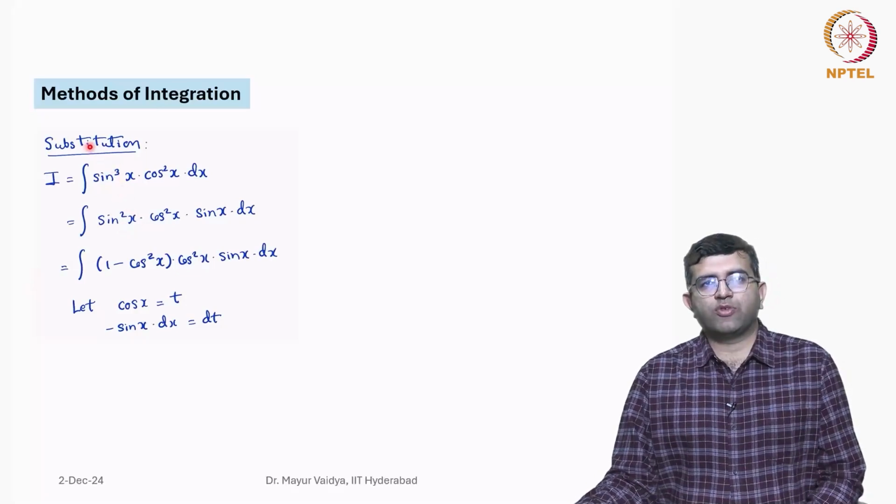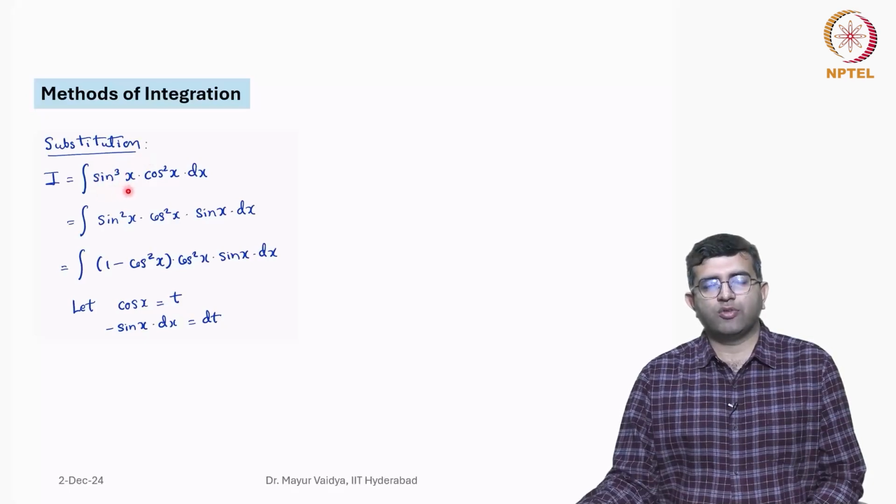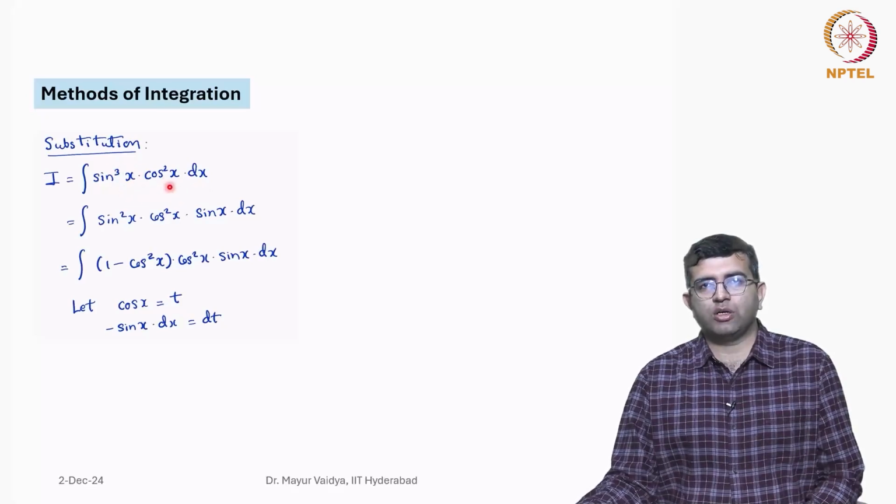So the first method is known as the method of substitution. For example, if you have to evaluate the integral of the product sine cube x into cos square x dx, then we realize that sine and cos are differentials of each other. In this case, because the sine has a higher power, I write it as sine square x into sine x, and cos square x is already there. Then sine square x I can write as 1 minus cos square x, into cos square x into sin x dx. Now if I substitute cos x equal to t, then the differentiation, minus sin x dx, becomes dt.